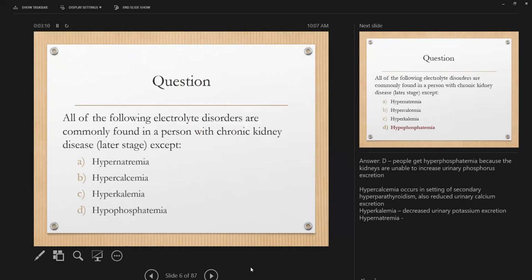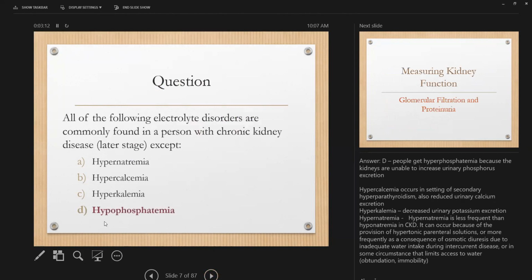So no matter what, this is the correct answer, it's zero except. So on our exam that's coming up this week, if you see questions like this, and we're dealing with chronic kidney disease, you're not going to see hypo states. You're going to see hyper states. Okay? Next one.